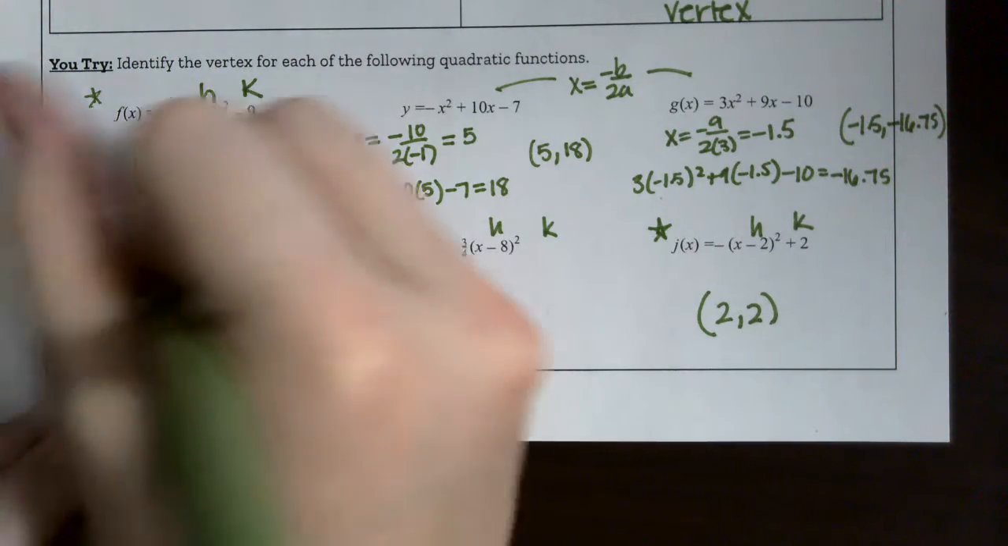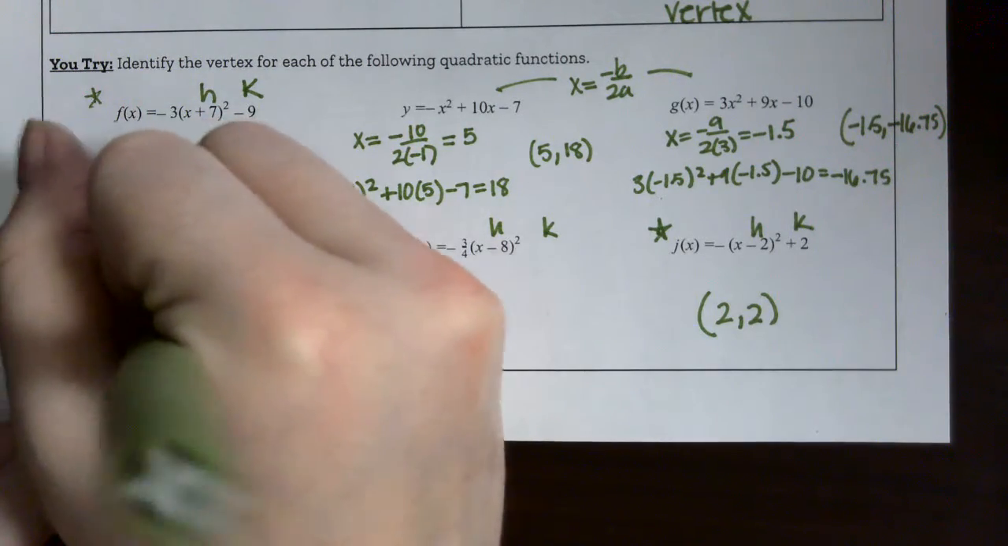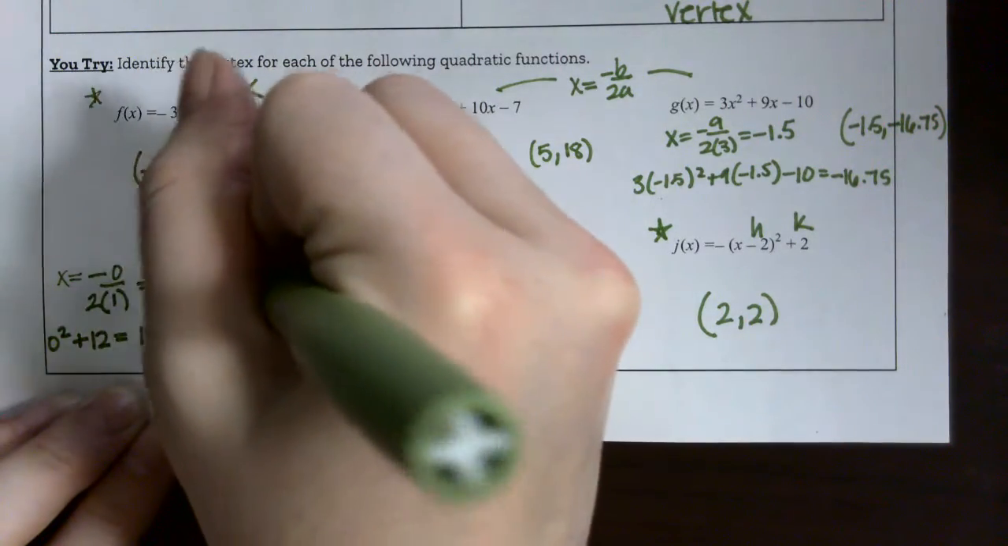And then to find my y value, I just need to plug this 0 in. So I get 0 squared plus 12, which equals 12. So my vertex is 0, 12.